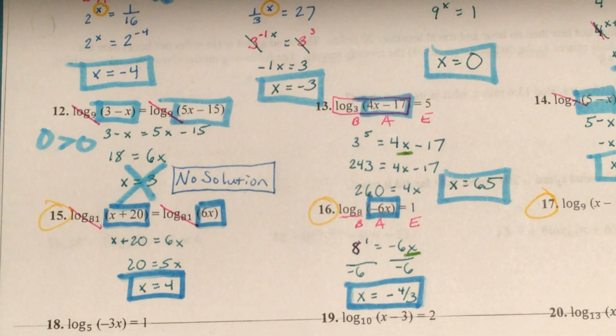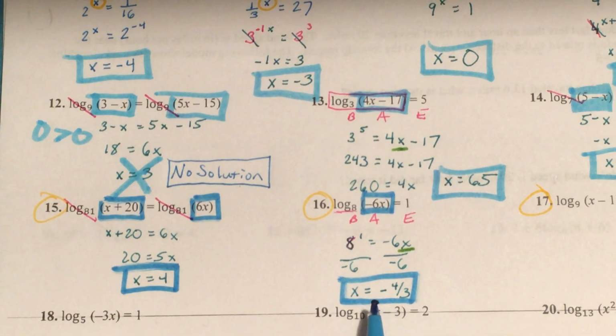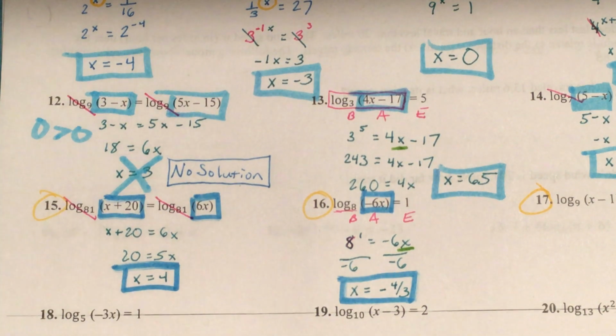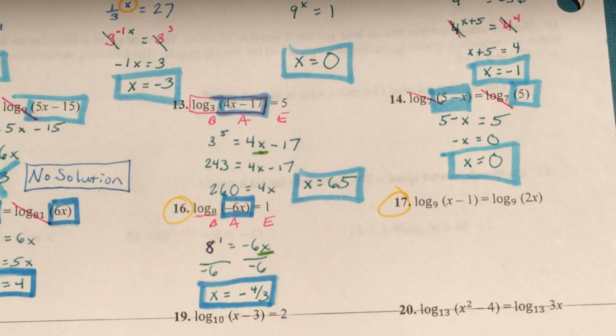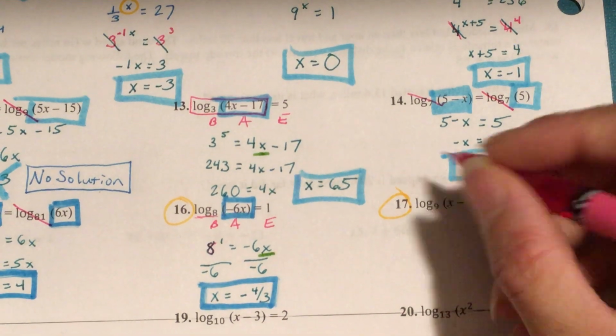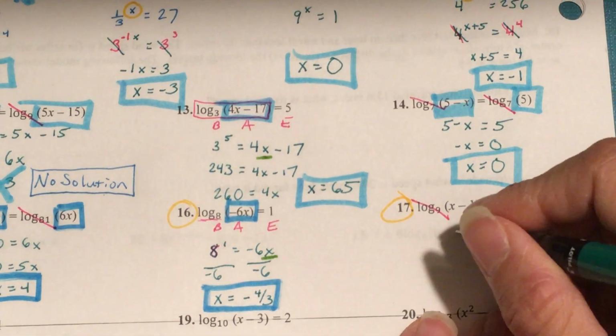So again, just to emphasize, it's not that the solution needs to be greater than 0. It's all about what it does in the answer part of the log. So let's go ahead and look at number 17. It's a logarithmic equation. We've got two logs, one on either side, that are the same. So we can cross those off.